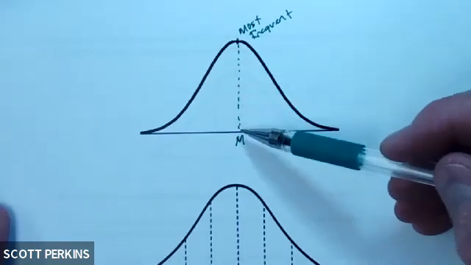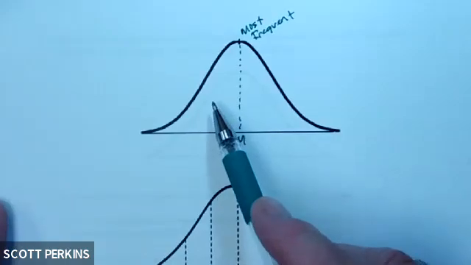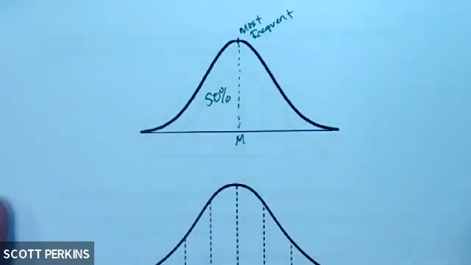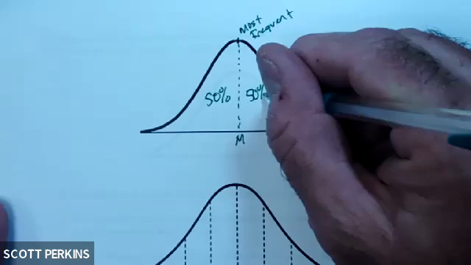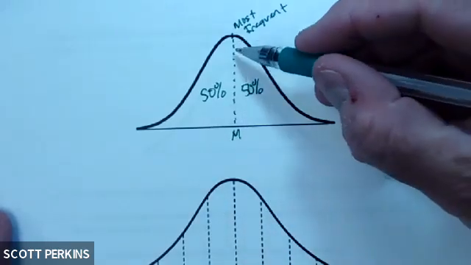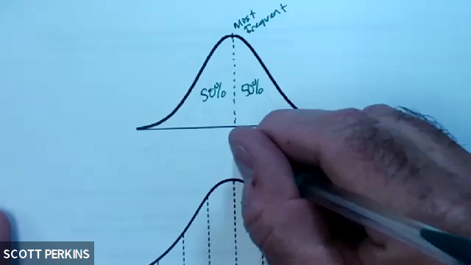Notice where my mode is. It looks to me like I've got 50% of the values or half the curve on this side and 50% of the curve on this side because it's shaped like a bell. It's what's called symmetric. I don't know if you've encountered or are familiar with the word symmetric. Symmetric just means that it's the same on both sides. Okay, so we've got 50-50. So this dotted line that I've drawn is also the value for the median.